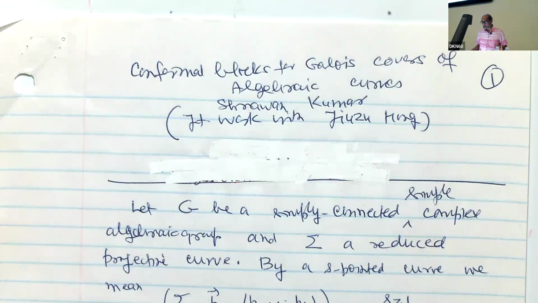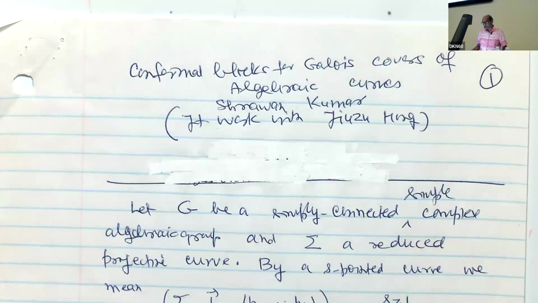So we start with a simply connected, simple, complex algebraic group G, and sigma, which is a reduced projective curve. I will assume that this curve could be singular, but it only has nodal singularities. For those of you who do not know what a nodal singularity is, it's the singularity such that Z times W equals 0, so it's crossing like this. That's the only singularity I allow in the curve. I don't require my curve to be irreducible, but I require it to be connected.